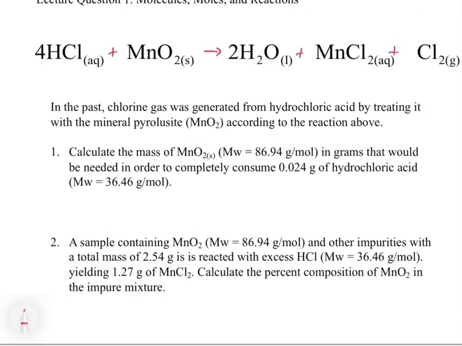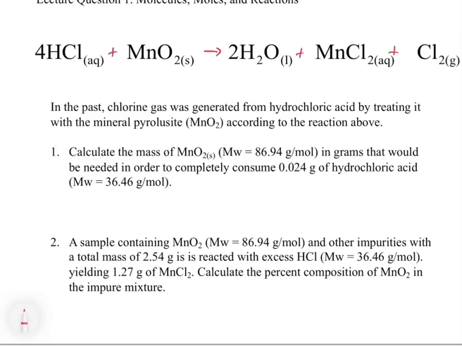Okay, so let's look at lecture question 1, and this is going to be another example of how we can use stoichiometry. It says in the past, chlorine was generated from hydrochloric acid by treating it with the mineral pyrolusite, which is MnO2, according to the reaction above. Calculate the mass of MnO2 in grams that would be needed in order to completely consume 0.24 grams of hydrochloric acid.